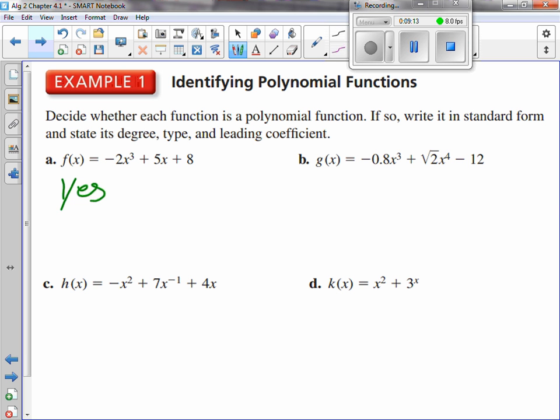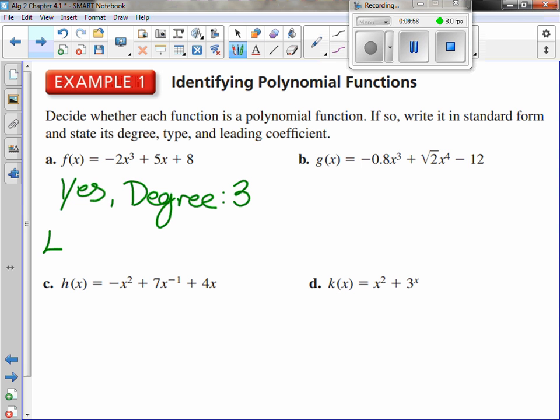If so, write it in standard form. Is this in standard form? The biggest exponent is 3, yes? We don't have an x squared, but then the next one is just x, and then we have a number by itself. So yes, it's in standard form already. We don't have to do anything. The degree. What would the degree be? The degree is the biggest exponent. And what is the biggest exponent here? So the degree for this would be 3.